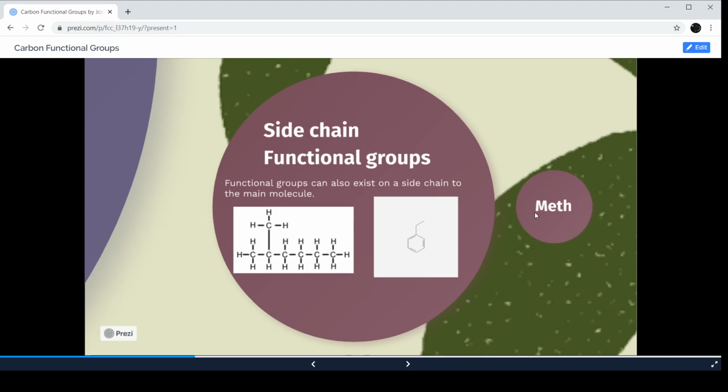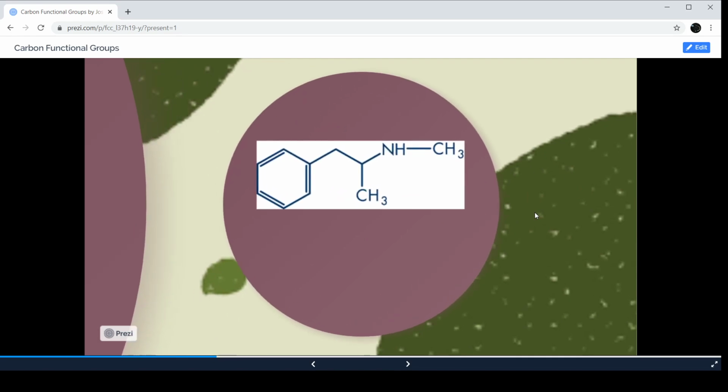This is also why we end up getting names like methamphetamines, because we have these methyl groups coming off of an amine group right here.